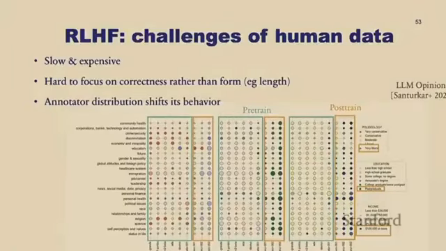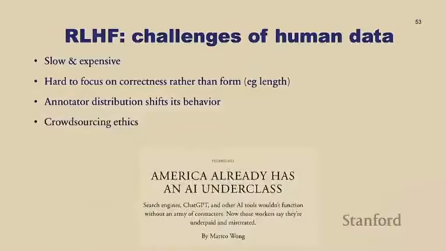Annotator distribution shift: the distribution of annotators that you use matters a lot, and you have to think about which humans we even want to represent in these models. Another question is crowdsourcing ethics. A lot of the labeling that is done is by people who are not paid well, and they have to go through a lot of toxic data, because you want the model to avoid saying toxic things. So, crowdsourcing ethics too. So many challenges with human data.